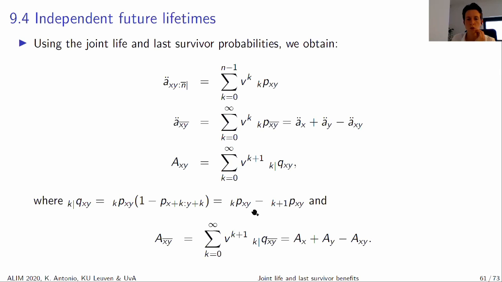So the difference between the two is the probability that at least one of them dies between time k and k plus 1. In this way, you recognize the valuation formulas as we've been using them so far, but instead of looking at survival probabilities and so on issued to a single life, you now have these joint life status or the last survivor status being valid.